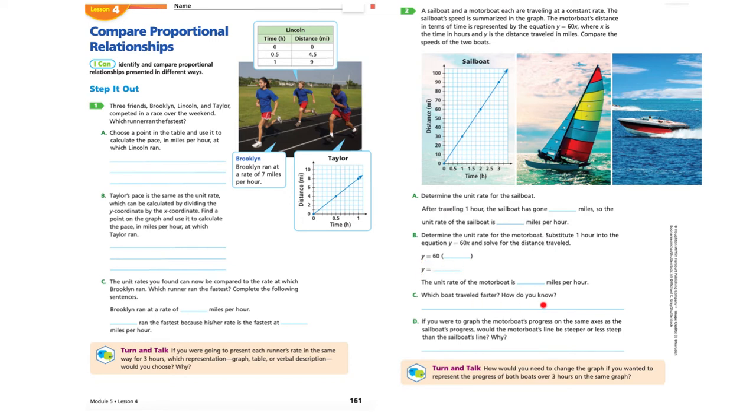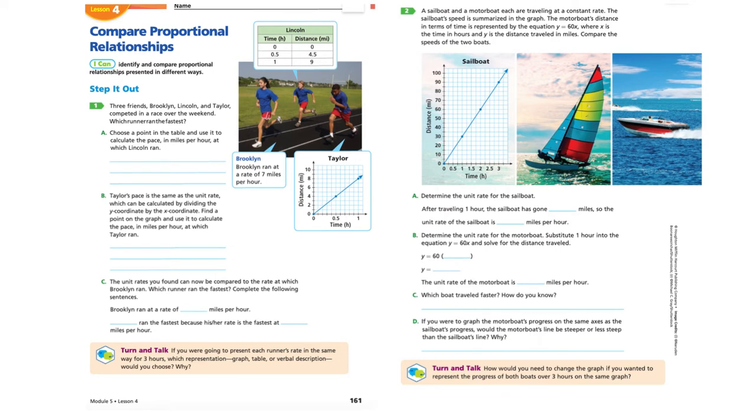Which boat traveled faster? How do you know? You may be able to guess, just sailboat versus motorboat, but not all motorboats always go at their top speed. So D, if you were to graph the motorboat's progress on the same axes as the sailboat's progress, would the motorboat's line be steeper or less steep than the sailboat's line, and why? So that's for you to think about and write down your answer there.